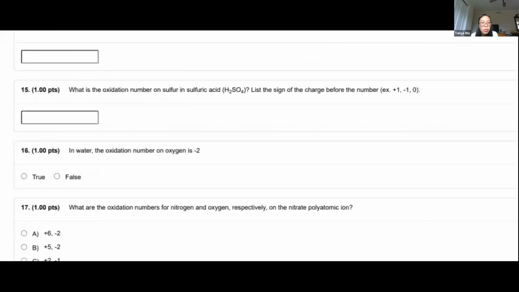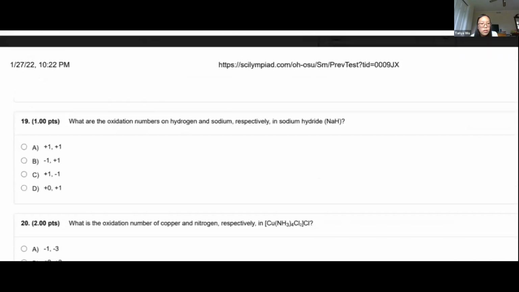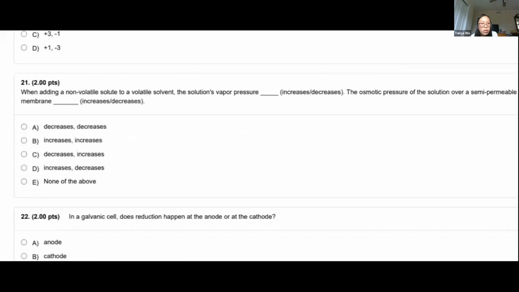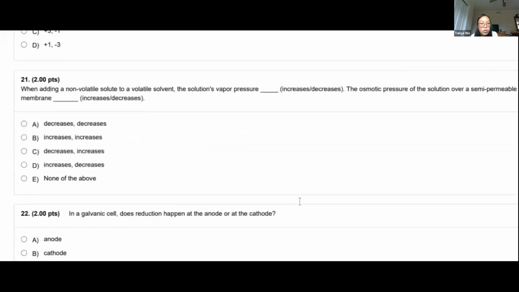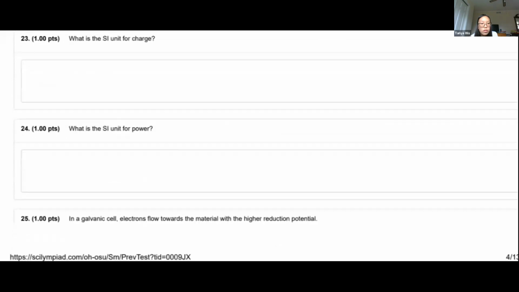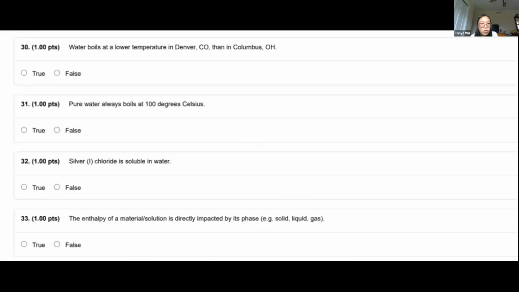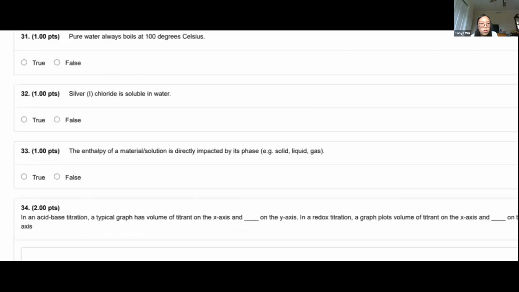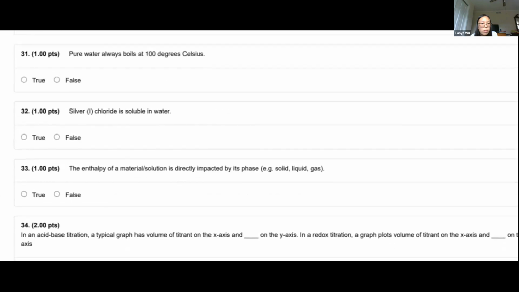Okay, these are about redox. Okay, pure water always boils at 100 degrees Celsius. True or false?